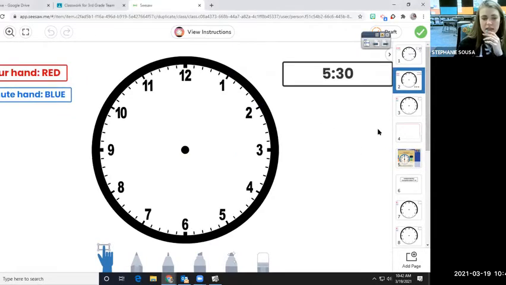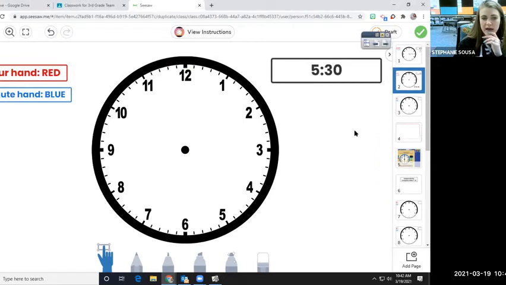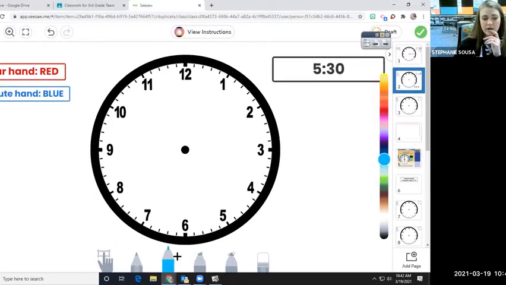Let's take a look at slide 2 together. We're given a digital time here of 5:30, okay? Now, one thing that Mr. McKinney hinted on that I want you to be aware of is you guys know that our clock is not always pointing directly at the hour.